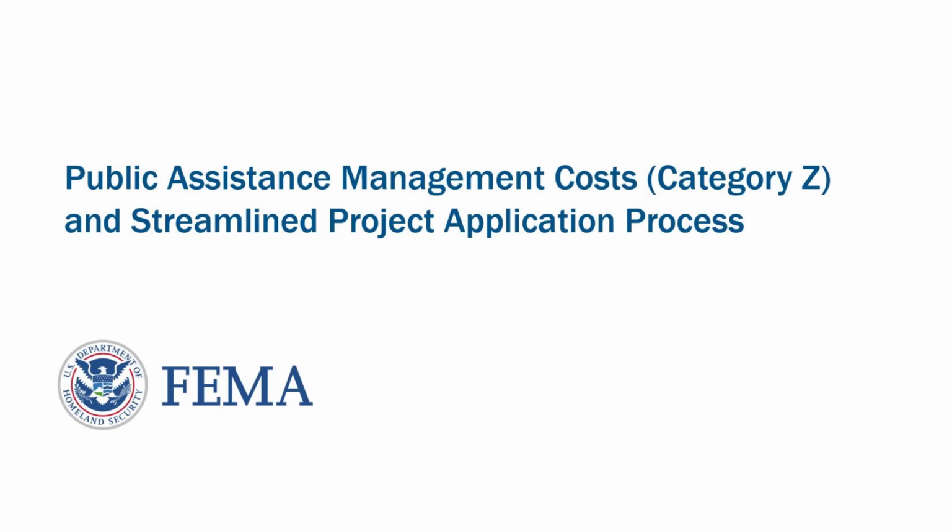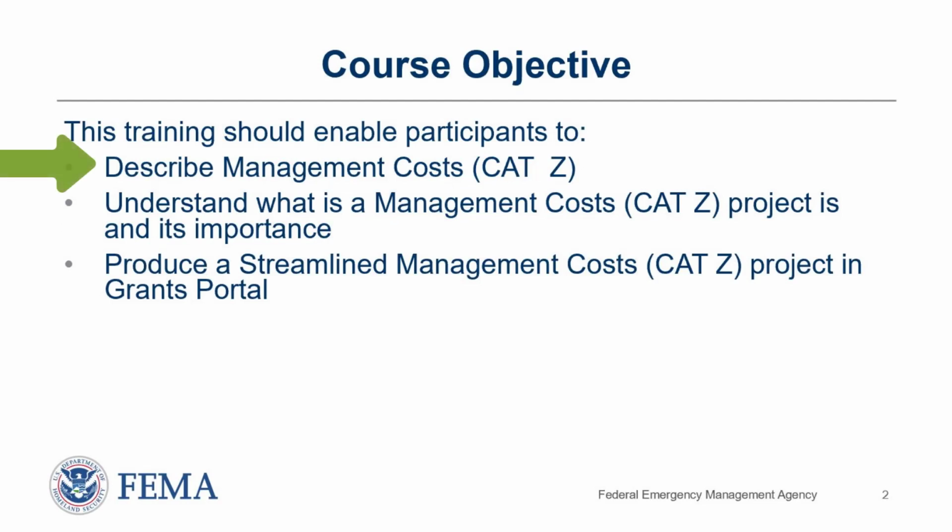This webinar will be on Public Assistance Management Cost, which is also called CAT-Z. We're going to walk you through a bit of the Streamlined project application process. So we have a couple slides to explain what management cost is, and then we will do some demo work. Like I just said, we're going to describe management cost, again, category Z.